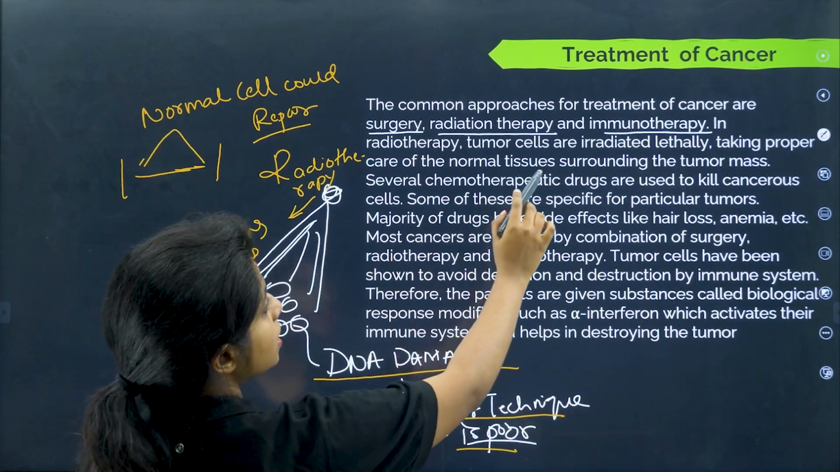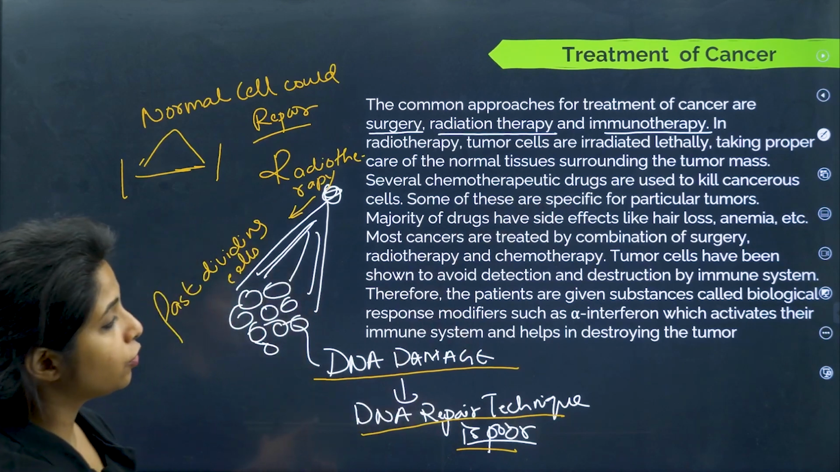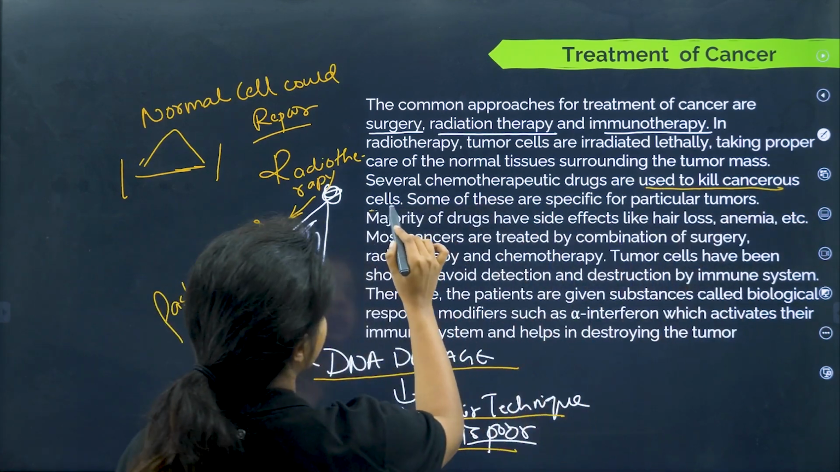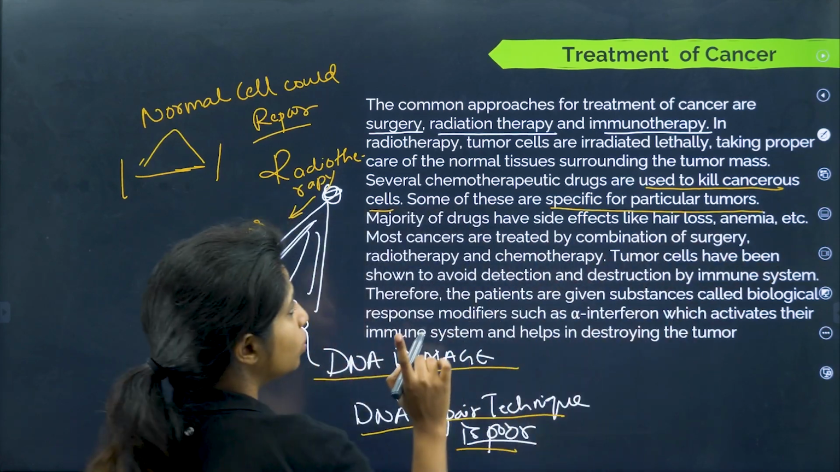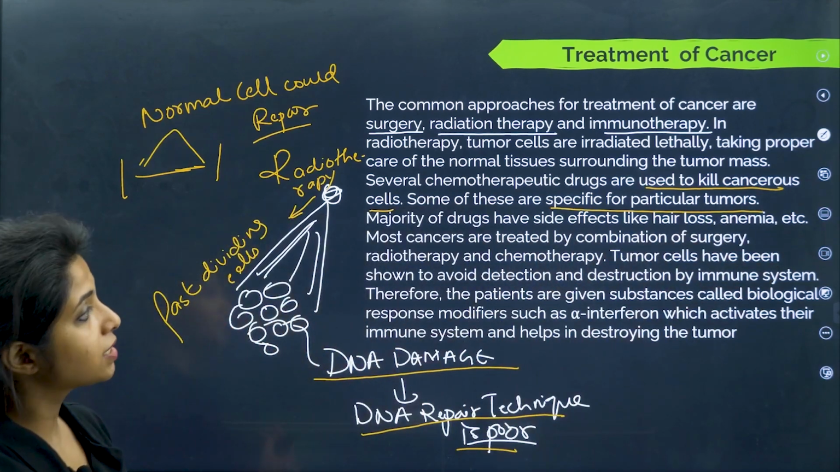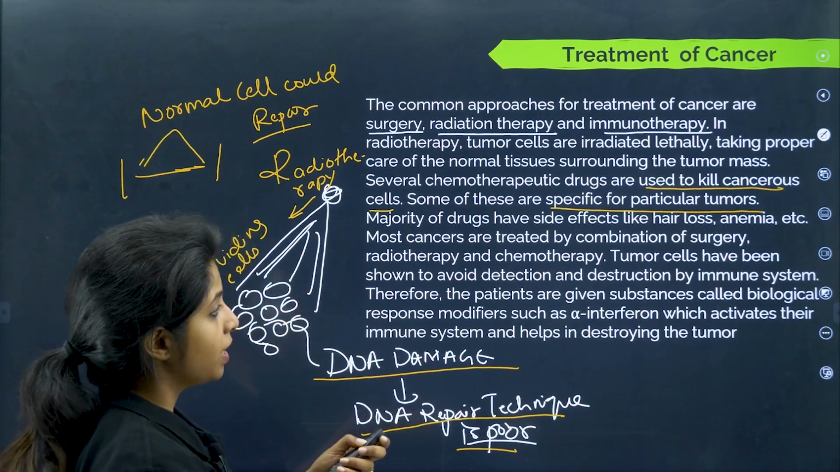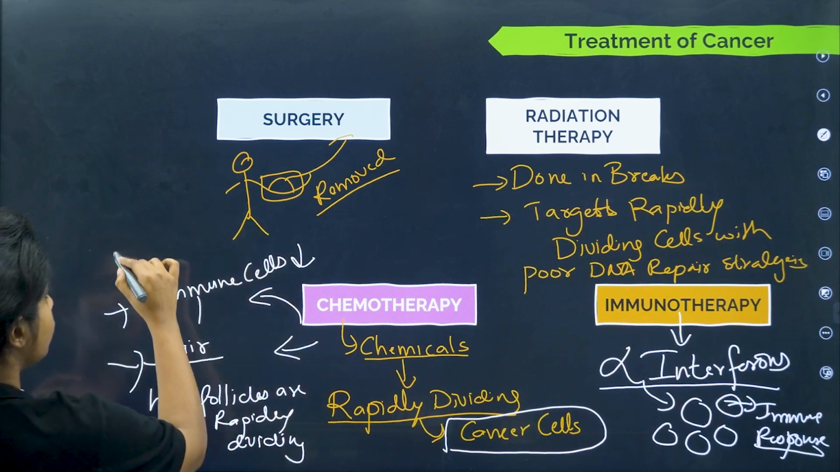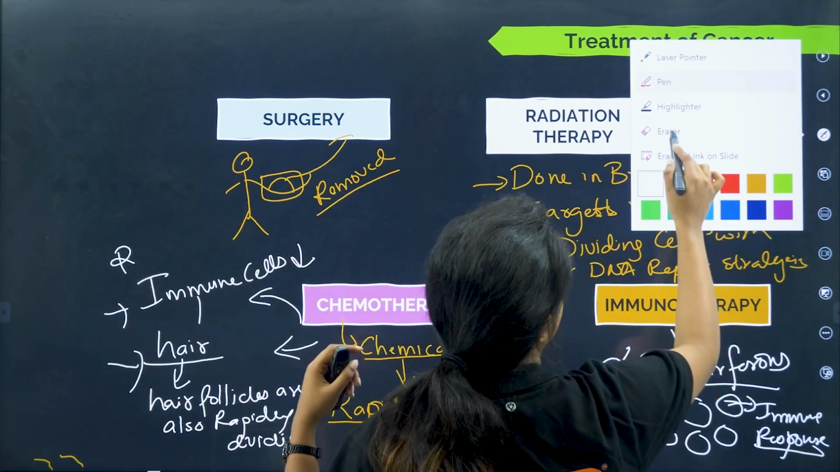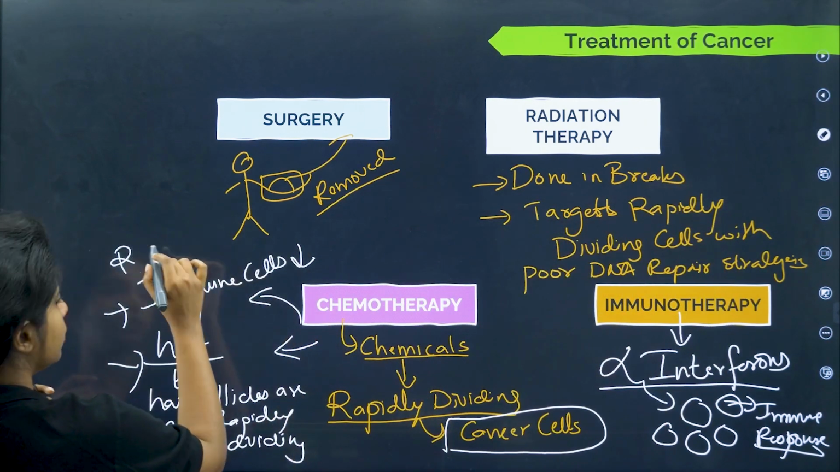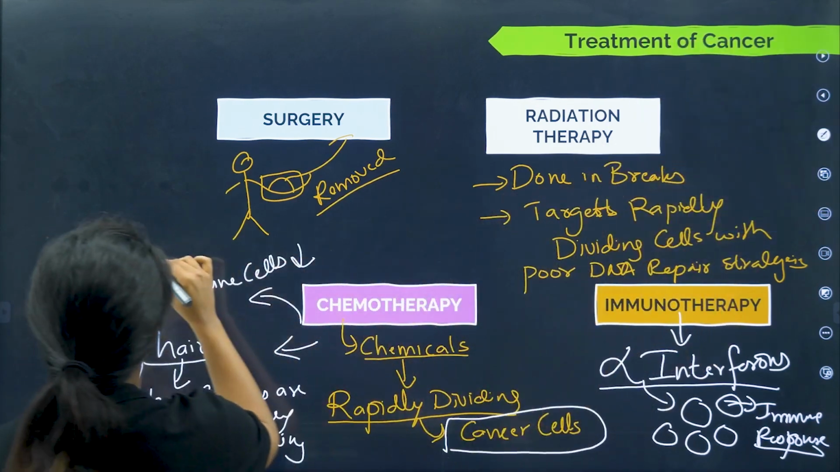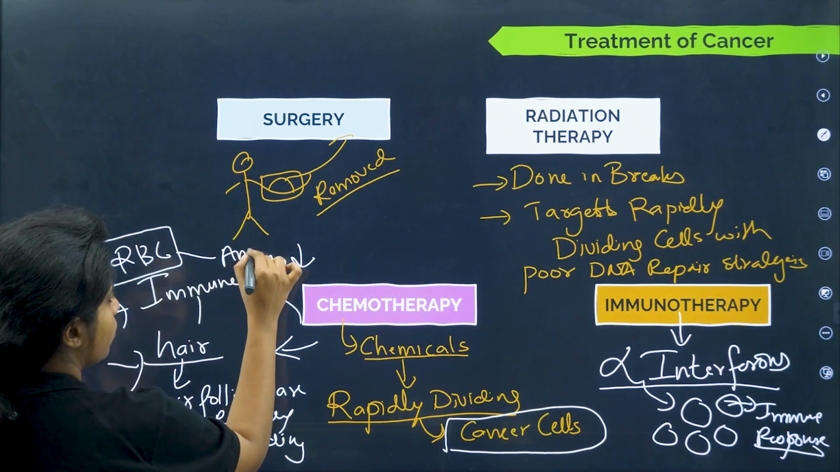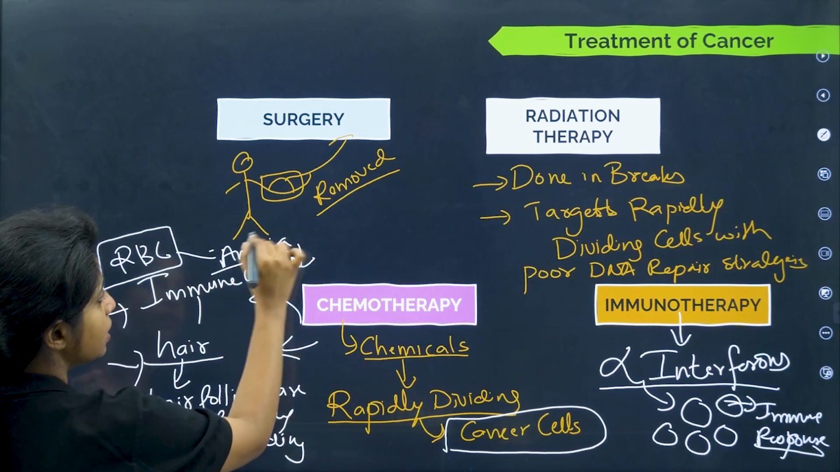Okay, radiotherapy: tumor cells are irradiated lethally, taking proper care of the normal tissues surrounding the tumor mass. Several chemotherapeutic drugs are used to kill cancerous cells. Some of these are specific for particular tumors, obviously. Majority of drugs have side effects like hair loss and anemia. Okay, anemia, why do they have anemia? Because your RBCs, everything is also dividing in your bone marrow, and they also die, which is why anemia is also caused.